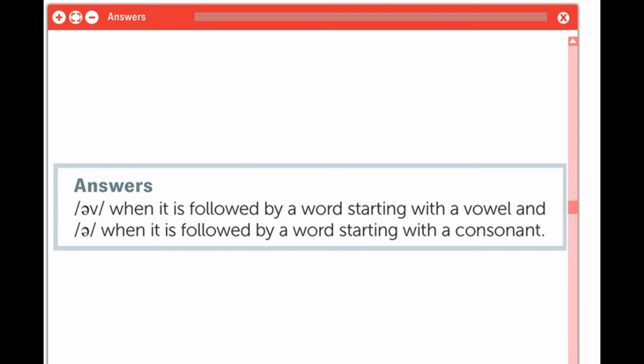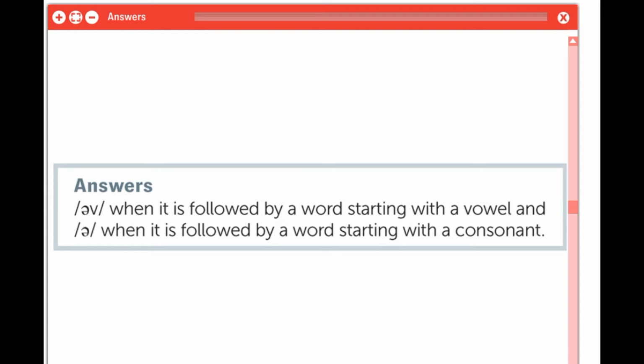So that's the difference. You pronounce of when it's followed by a word starting with a vowel sound. And you pronounce o when it's followed by a word starting with a consonant. Alright? So here are the answers. When it is followed by a word starting with a vowel, you pronounce of. And when it's followed by a word starting with a consonant, you pronounce o.